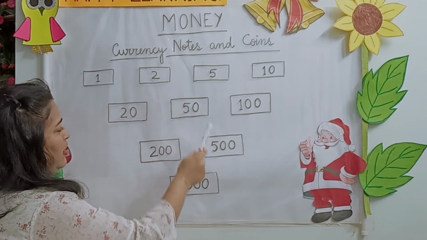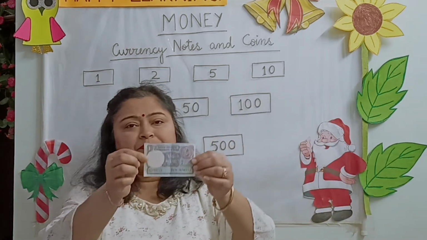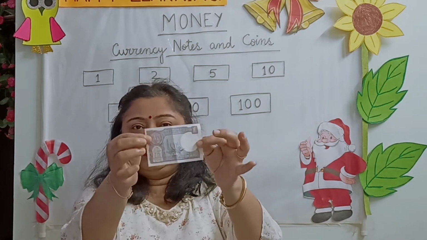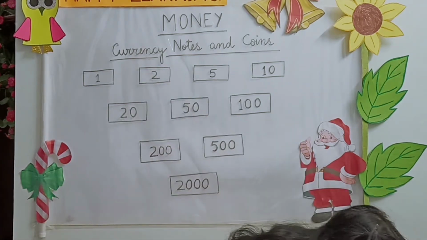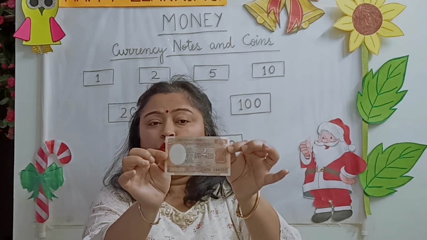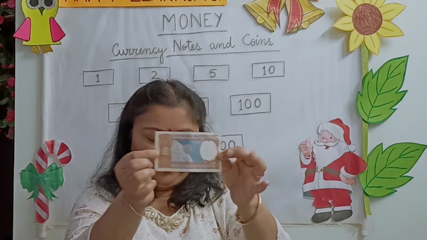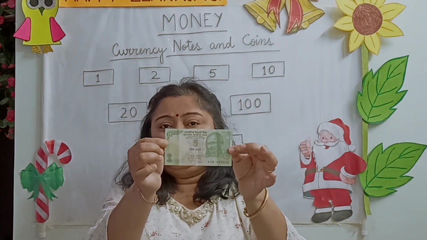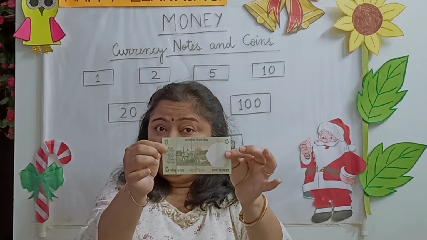Now I will show it to you. Now see, this is rupee 1. Can you all see this? See, this is rupee 1. Now see, this is rupees 2. This is the back side of rupees 2. Now see, this is rupees 5.